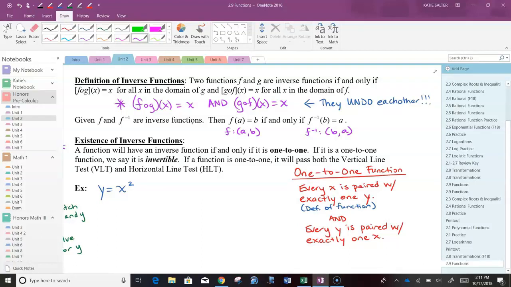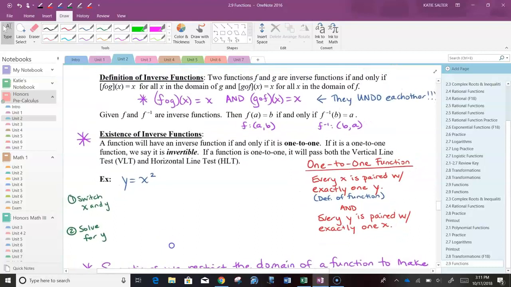Given that f and the inverse of f are inverse functions, then f of a equals b if and only if the inverse of f of b equals a. Pretty much what this is saying is if you have the point (a, b) on the original function, you have to have the point (b, a) on its inverse function. That's the whole point of inverses. The domain becomes the range, and the range becomes the domain.